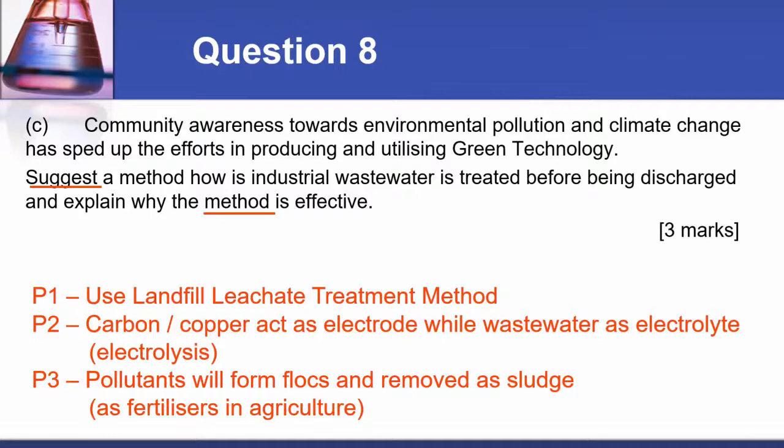So this method, which will be electrolysis or electrocoagulation, uses carbon or copper electrodes, while the wastewater is used as the electrolyte. The pollutants will form floats and be removed as sludge. After proper treatment, the sludge can be used as fertilizer in the agriculture sector.